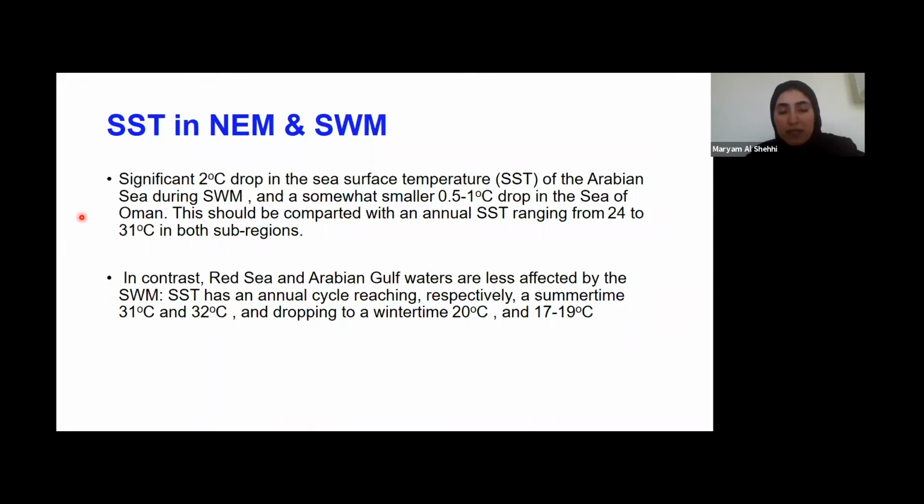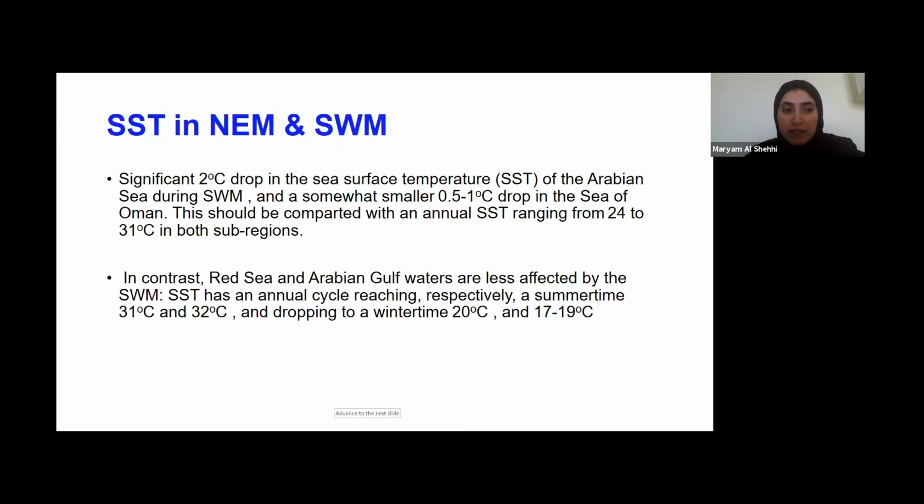And there is also a drop, to a lesser extent, of the sea surface temperature in the Sea of Oman of 0.5 to 1 degrees centigrade. But the annual SST range is kept between 24 and 31 in both regions, the Arabian Sea and the Sea of Oman. However, in the other two subregions, the Red Sea and the Arabian Gulf, the waters are less affected by the southwest monsoon. So they have an annual cycle reaching 31 or 32 in the summer, and dropping to 20 and 17 in the winter time.